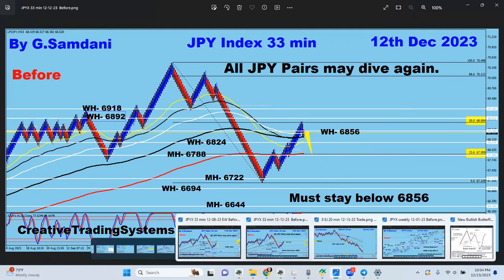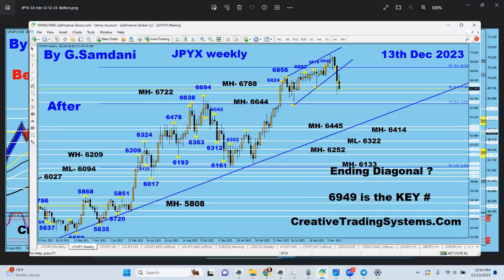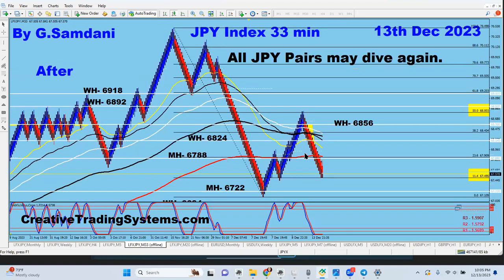So this chart so far, let me show you the live chart. What happened here is this. It came down from there to the 11.4% line right now and is sitting there. Now, because of that, like I said, all yen pairs may dive again. So what really happened to yen pairs? Let's take a look one by one, step by step, starting from USD yen.